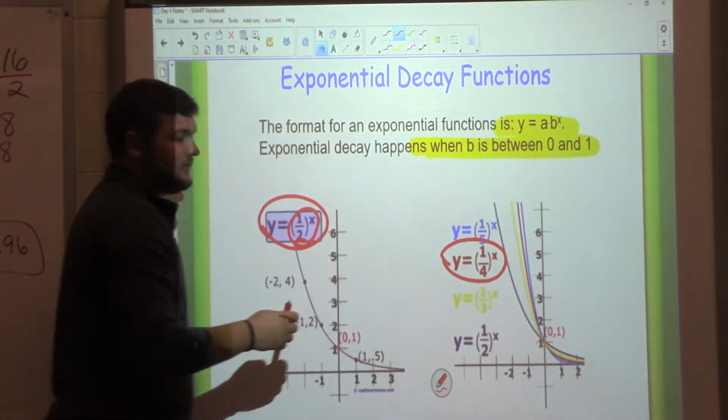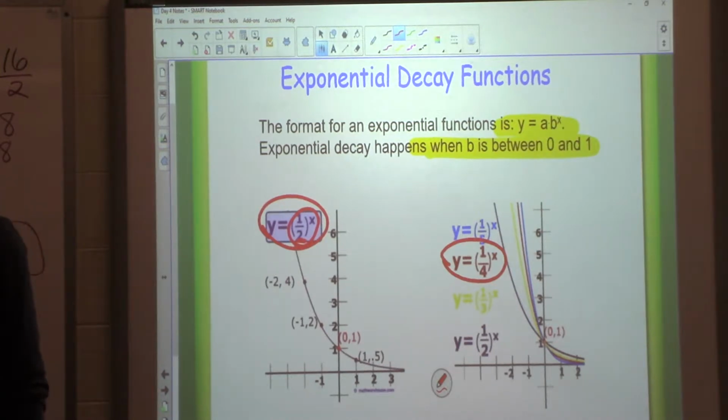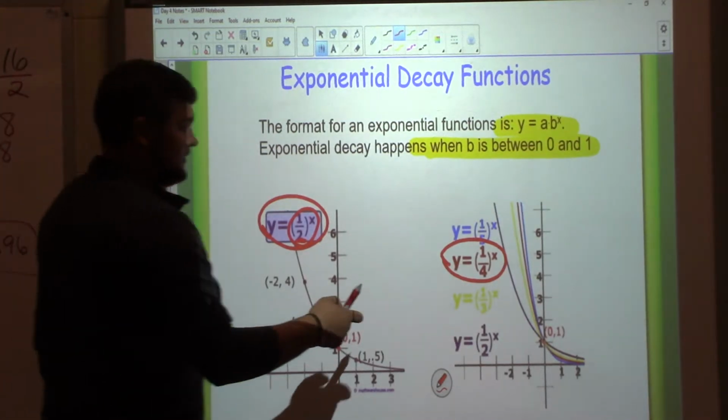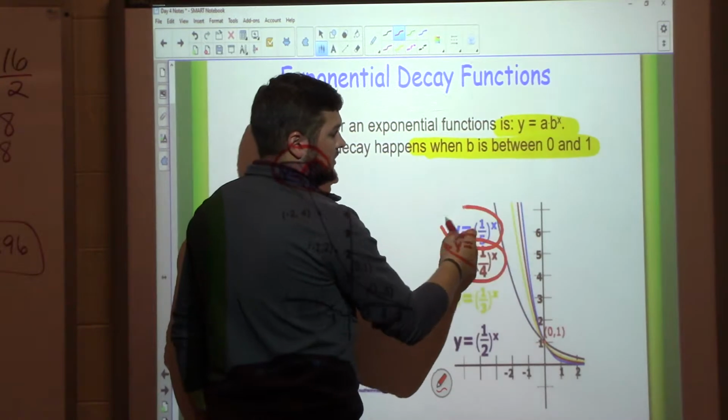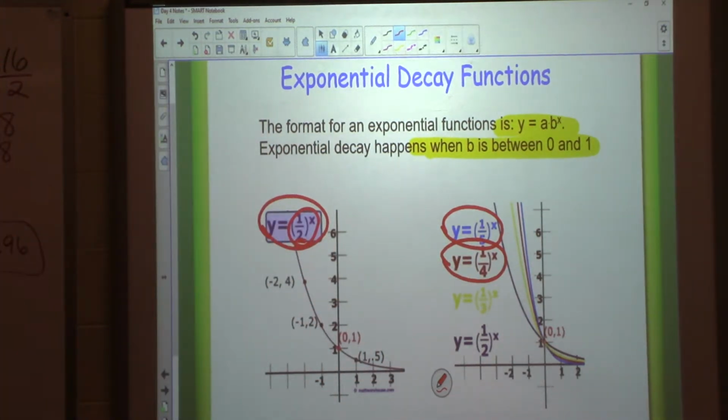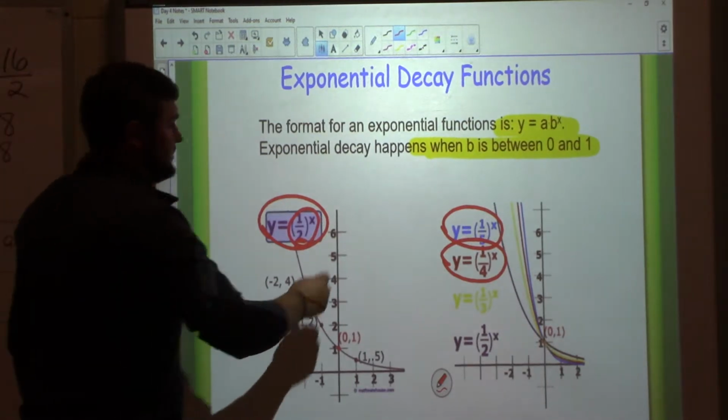What if I looked at your next one? y equals (1/4) to the x power. 1/4 is my b value. Is that between 0 and 1? Yeah, so it would be decay. What about if I looked at y equals (1/5) to the x power? My b value there is 1/5. Is that between 0 and 1? So would that be decay? Yeah.